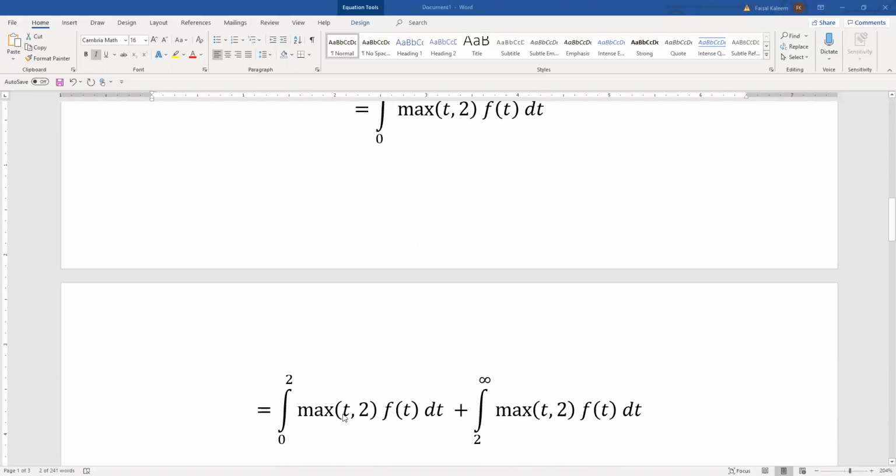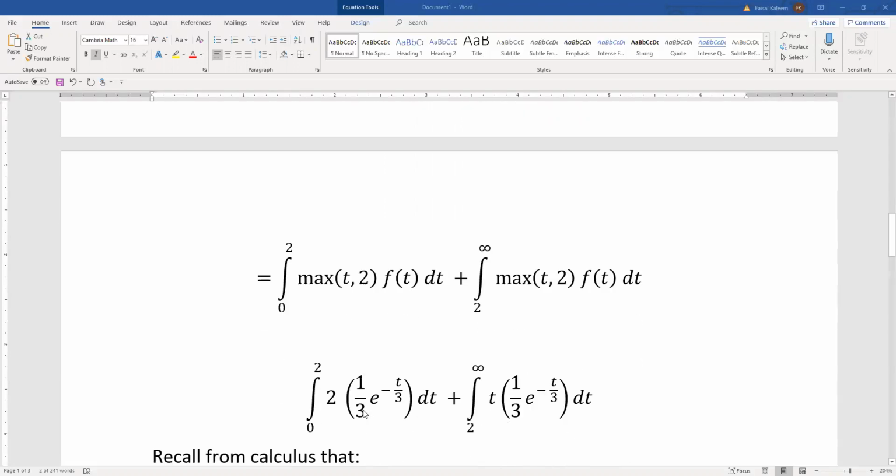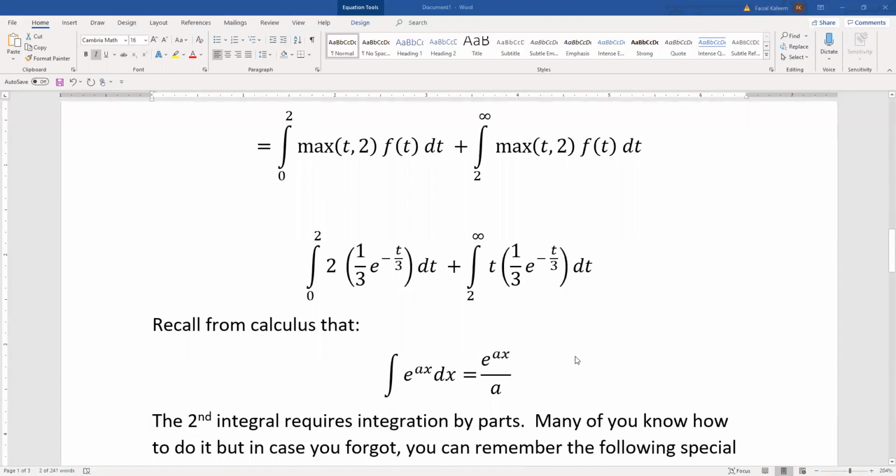From 0 to 2, the maximum of T and 2, as we said above, was 2. So 2 goes in here, and f of t is this other expression. Similarly, between 2 and infinity, the maximum of T and 2 was T, times f of t. Now, the first integral, after you pull out the constant, which is 2/3, is just of the form e to the ax, and from calculus you can either do u substitution, or just remember that the integral of e to the ax is e to the ax divided by a. The second one, after you pull out the constant 1/3, is t times e to the negative t over 3.